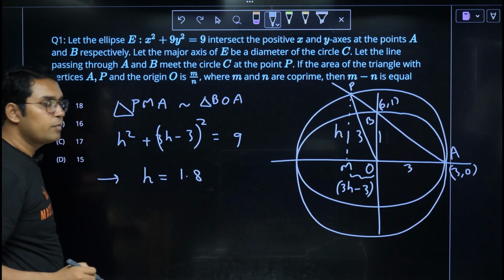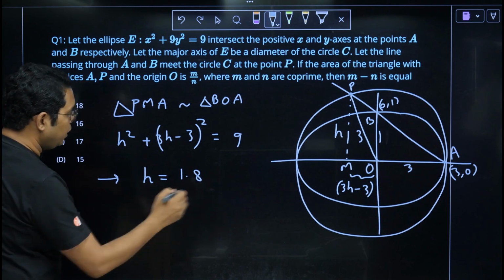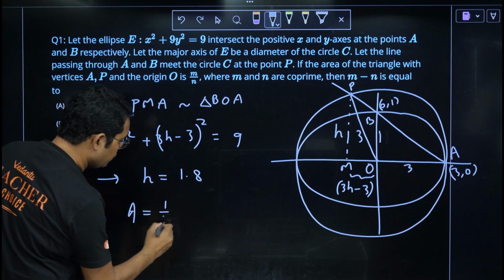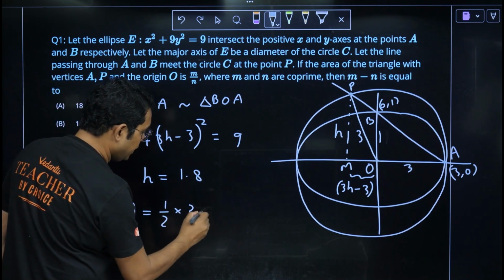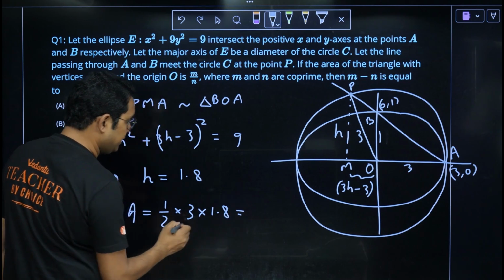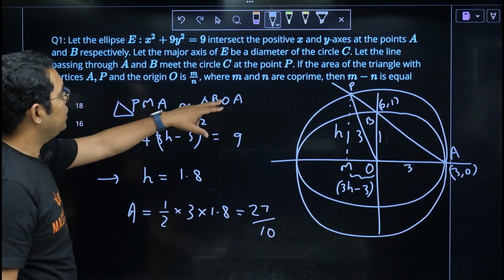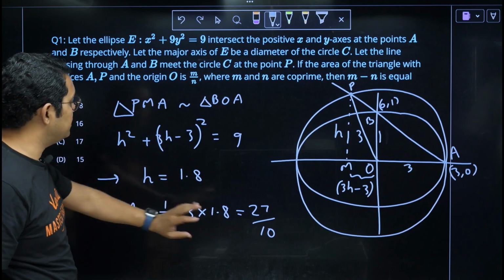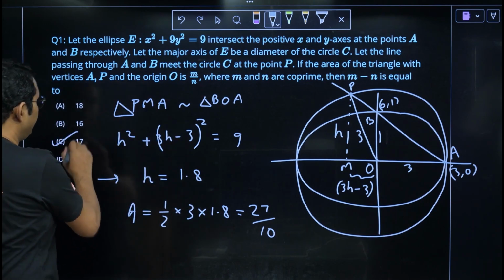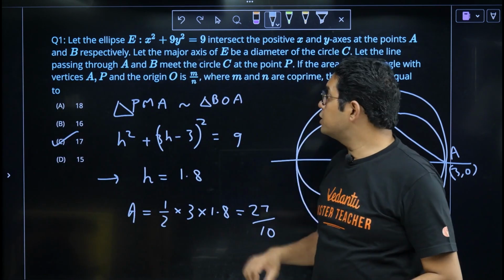You can check. So if it is 1.8, your area would be 1/2 into base is 3 and height is 1.8. So that is, I think, 27 upon 10. So the value of M is 27, N is 10. So difference will be 17. So answer should be C for this question.